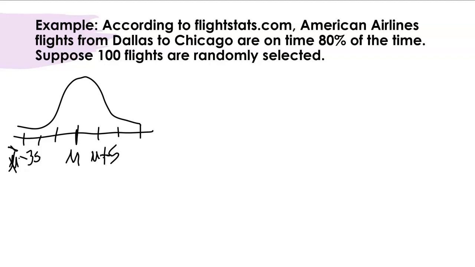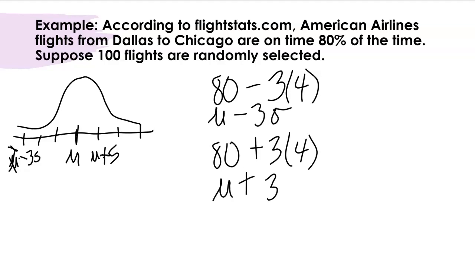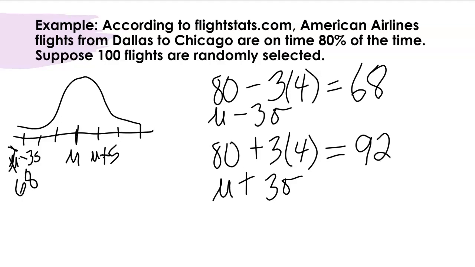So in this case, our mean was 80 and our standard deviation was 4. So if we want to figure out what's within 3 standard deviations of the mean, then we would do 80 minus 3 times 4 and 80 plus 3 times 4. So this is the mean minus 3 times sigma, and this is the mean plus 3 times sigma. So 80 minus 12 gives you 68, and 80 plus 12 gives you 92. So the majority of our data lies between 68 and 92. Anything outside of those regions would be unusual.